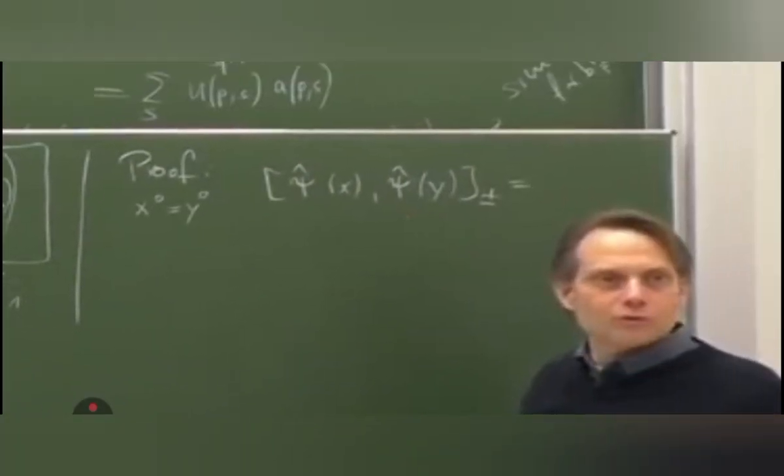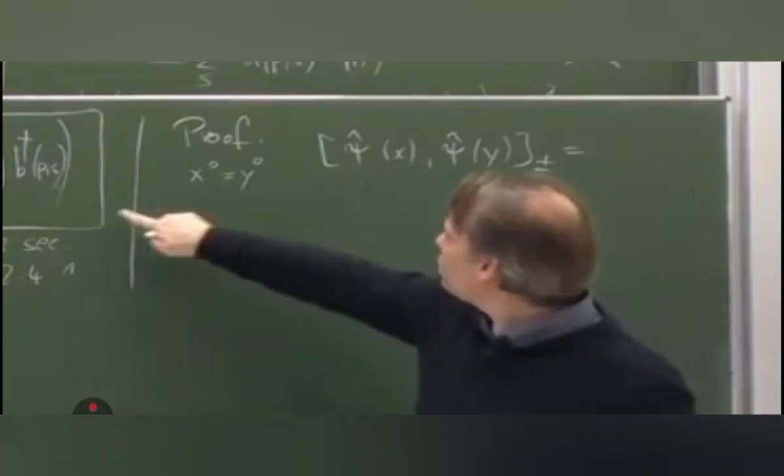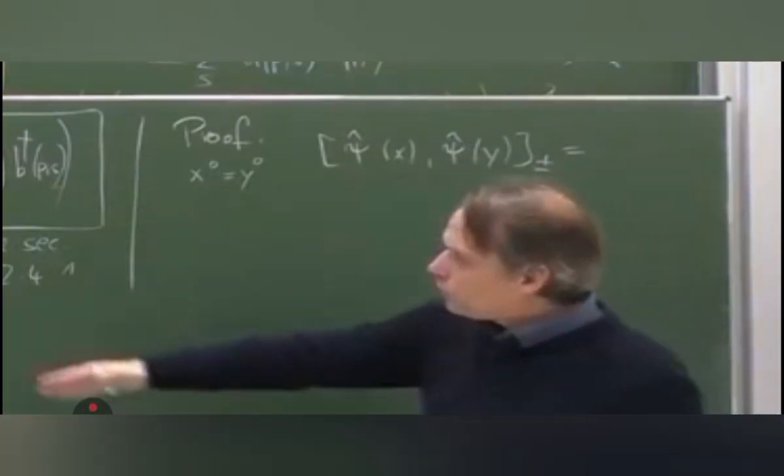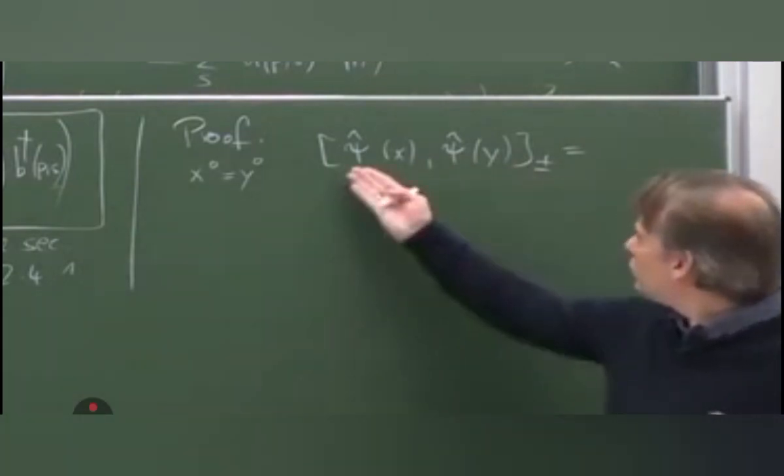So can you do this? 20 seconds of time. Imagine plugging that here and here, and then those commutation relations. So what is the result of this commutator?